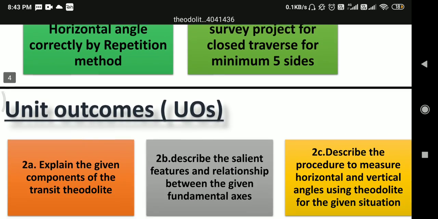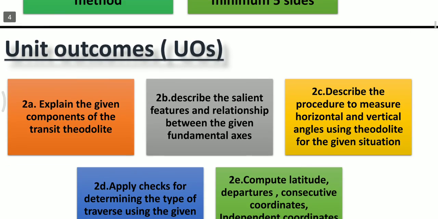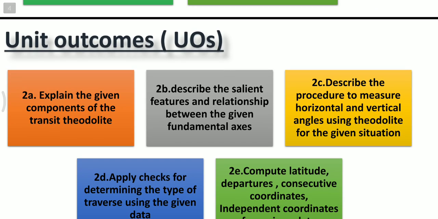Now the unit outcomes of theodolite surveying are, first, explain the given components of the transit theodolite. The theodolite is an instrument, and it has many different components. We explain the components of the transit theodolite and their functions. Next, describe the salient features and relationship between the given fundamental axes of the theodolite. These are the second outcome of our unit outcomes.